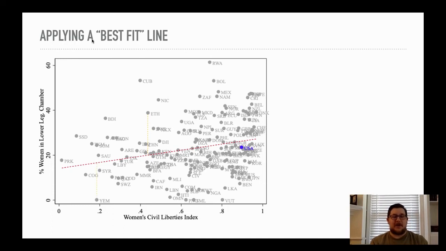Similarly, if we look at Yemen, they have a Women's Civil Liberties Index of just under 0.2. We would expect them to have around 18% women in their lower chamber. But in fact, they have zero. They have no women in their lower chamber. So as a result, we can see that there's another error term here.